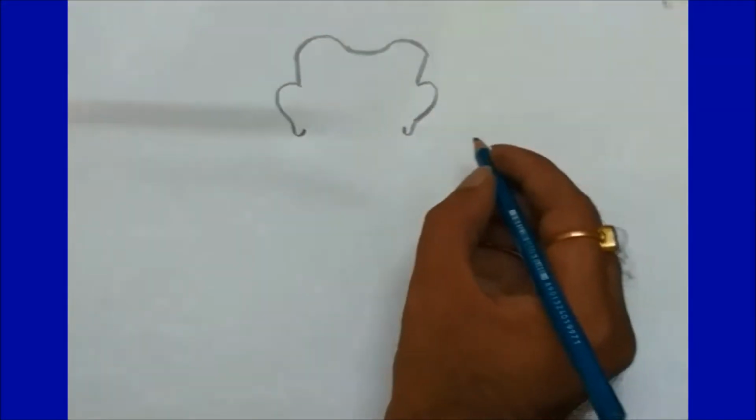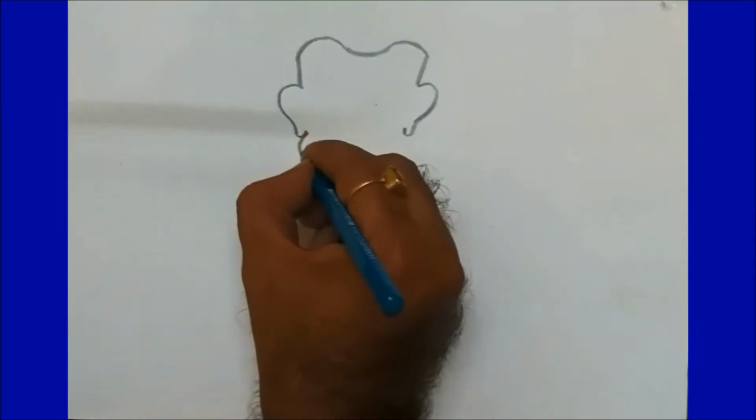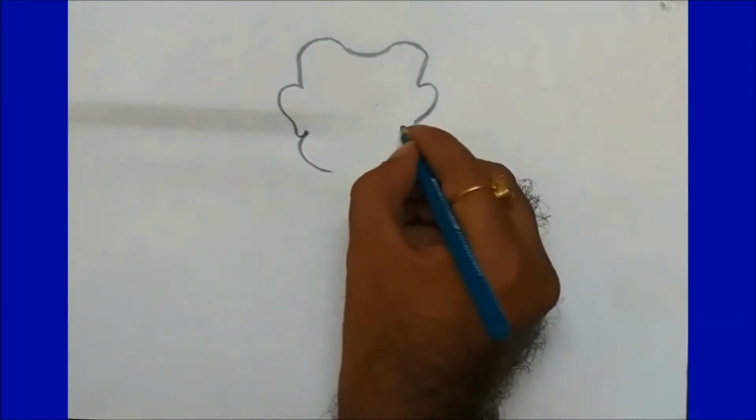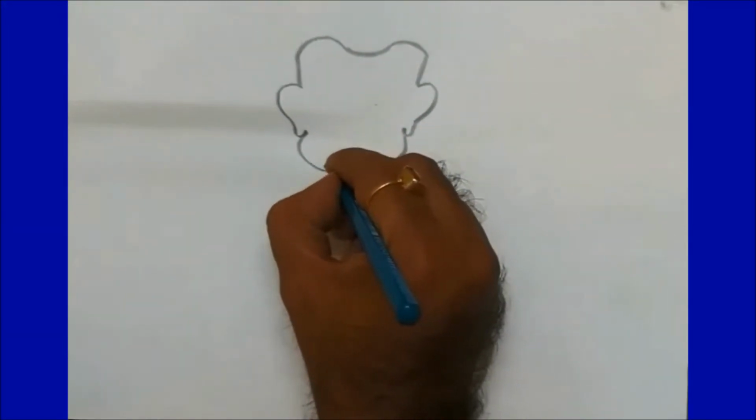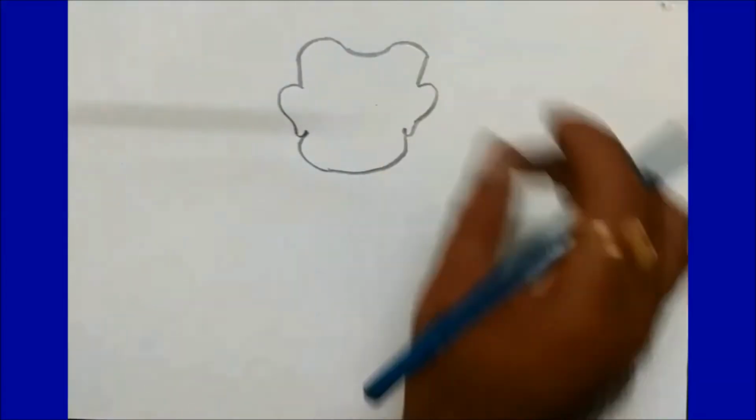Now I want to make chubby cheeks. So one curve there, again one curve there, and that's our chin, touching towards the chin. Now our face feature is done.